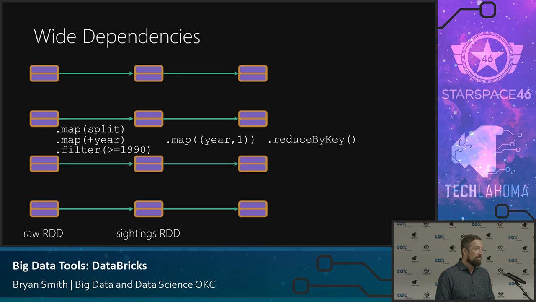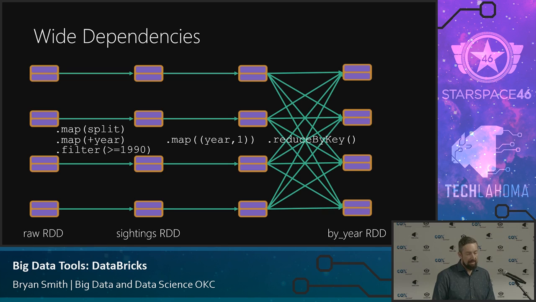And here's where it gets interesting. At this point, my data is scattered all over the place. I have data for 1990, possibly in every single one of those partitions. I have data for 1991, also possibly across every single one of those partitions. What I need to do for the reduce by key is get all the data for the same years into the same partition, which means now that I have to have awareness of what data sits inside my neighbors. And this is going to trigger an operation that we call a shuffle. Shuffles are expensive.